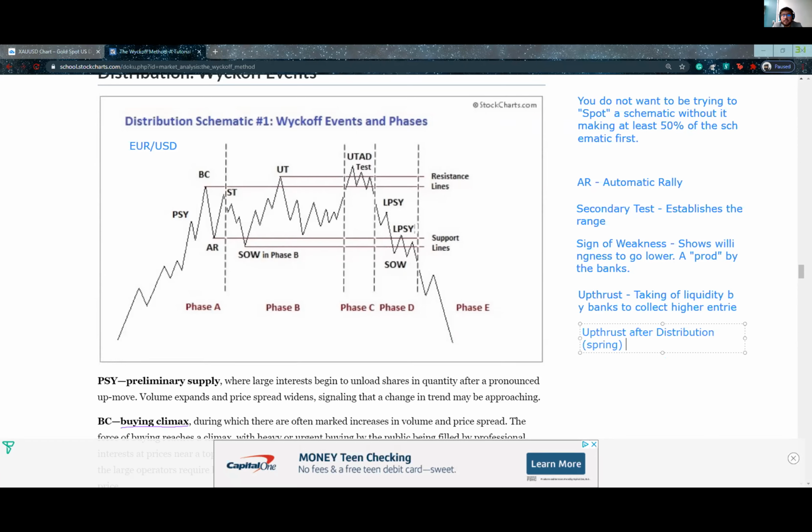Now, this is basically the last move that takes out anybody that's already in this trade, right? So it's the final liquidity run. It breaks through the previous highs. Essentially, the banks create the UTAD, or the upthrust after distribution, to take out as many players as they can from the market to then push price lower.